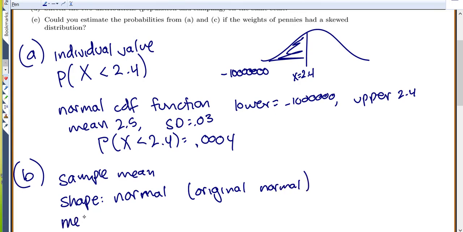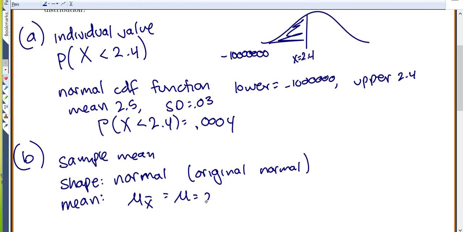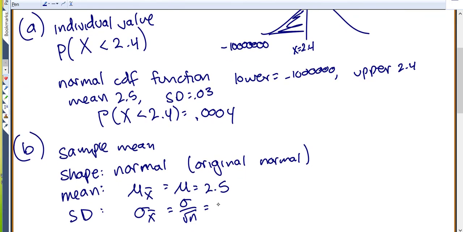You want to worry about the mean or the center. So the mean for your sample means will always just be equal to your original population mean, which is 2.5. And your standard deviation for all of your possible sample means will be equal to your original standard deviation over the square root of n. So our original standard deviation is 0.03, and we're doing a sample size of 10.